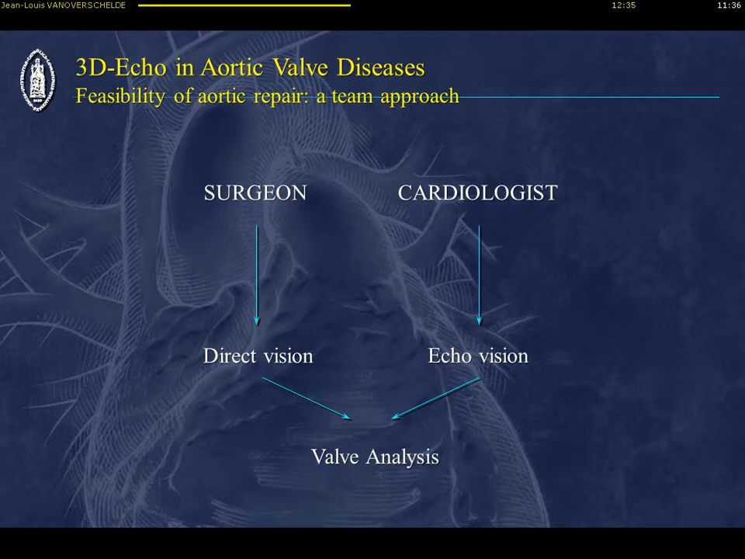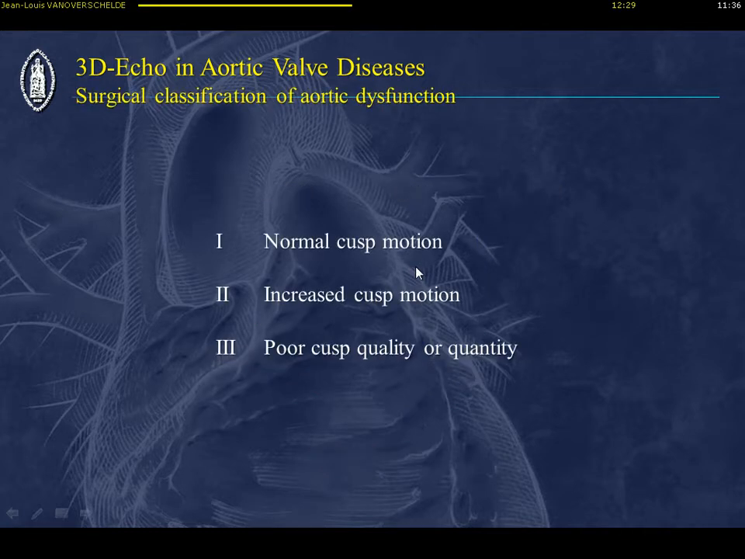So as for the mitral, we have the surgical and the cardiologist point of view. We both make the valve analysis, and we have to speak the same language. So we have 3 types of dysfunction. Type 1, with the normal cusp motion, which is usually due to the aortic root dilatation. The type 2, which is increased cusp motion or cusp prolapses, and then the poor quality or quantity of tissue, which we classified as type 3.